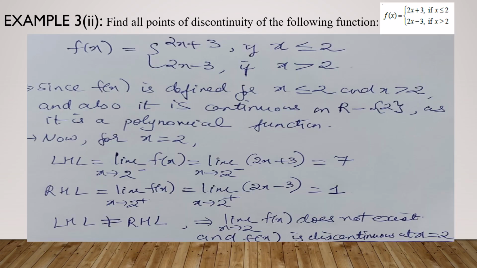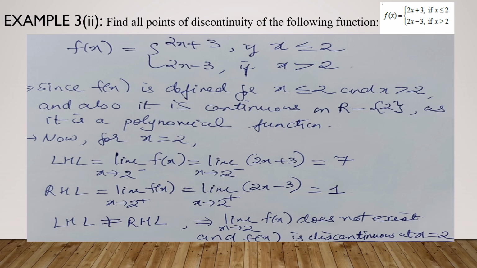Next function is f(x) = 2x + 3 if x is less than or equal to 2 and 2x - 3 if x is greater than 2. Now, it is defined for x less than or equal to 2 and x greater than 2, correct? So now it is continuous on R minus {2} because both are polynomial functions, 2x + 3 and 2x - 3. So for less than or equal to 2 and for greater than 2, that means the function is continuous for R minus {2}. Only, because there are two definitions of f(x), we need to check for continuity at x = 2. So for x = 2, the left hand limit is limit x tends to 2 from the left hand side.